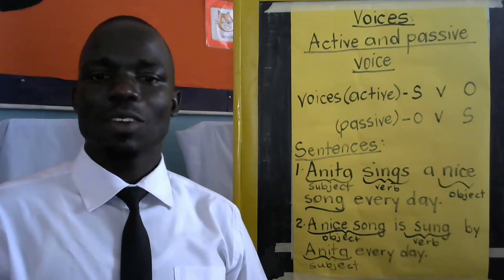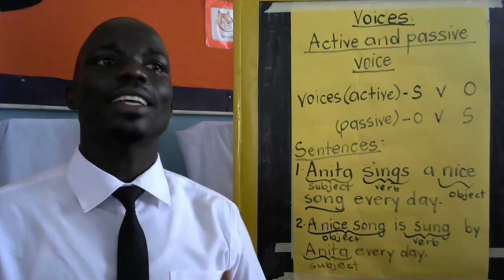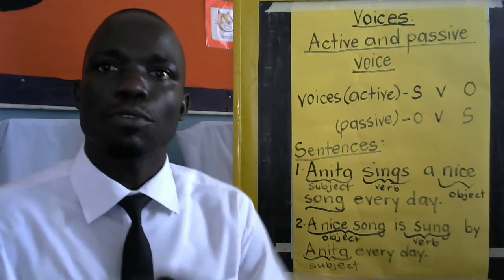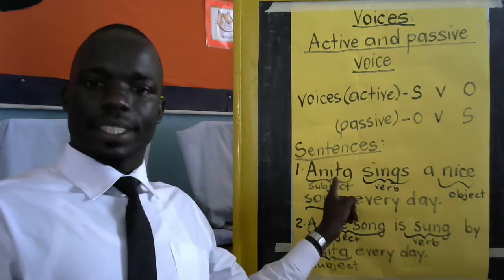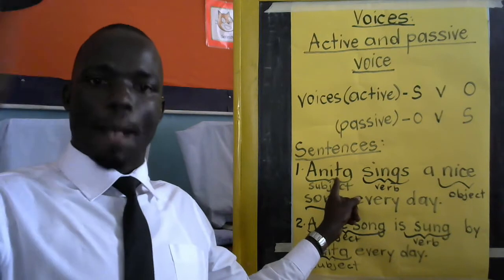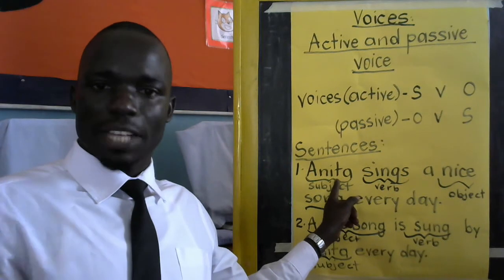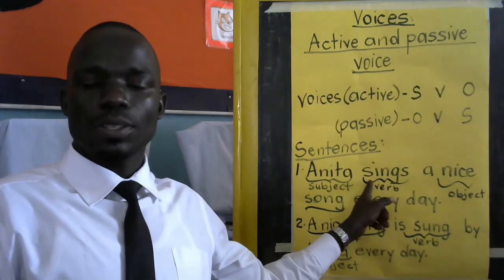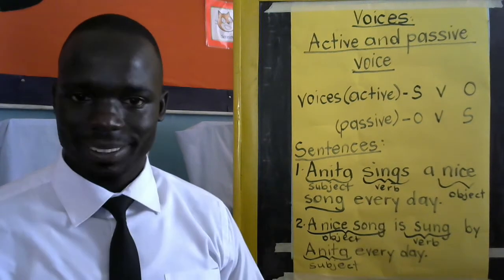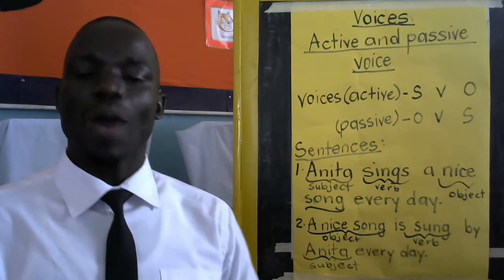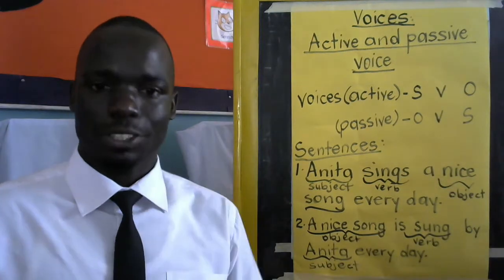In this sentence, we have a subject. And our subject, as we said earlier, is the doer of the action, is the performer of the action. So Anita is a subject. Anita is the doer of the action. Anita is the performer of the action. Which action is that? The action of singing. So the word sings is a verb. It's an action word. Singing what? Singing a nice song. So a nice song is an object. In other words, an object is a receiver of the action.